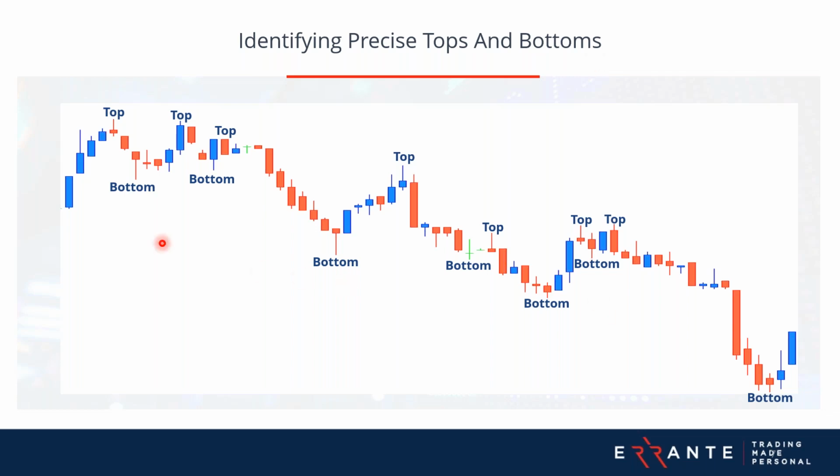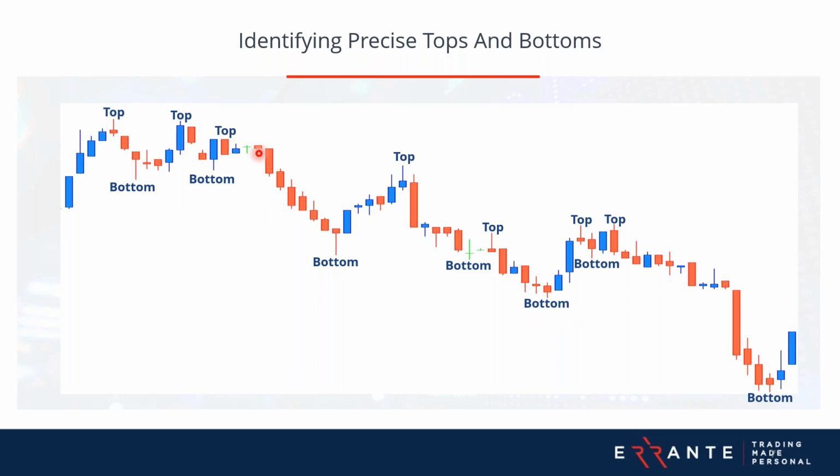Conversely, each bottom is marked at a trough, the point where the downward price movement holds and begins to ascend. And these are the points where buying pressure overcomes selling pressure, indicating a possible reversal to an uptrend, or at least a significant retracement during this downtrend.